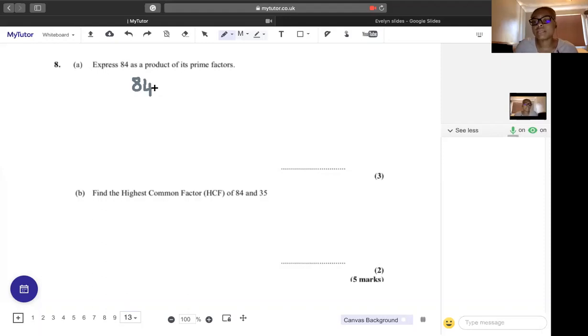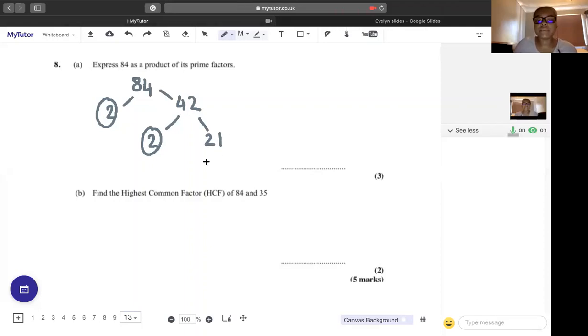So again, we split it into a prime factor tree. So 84 is an even number, so we've got 2 times 42 would give us 84. We can circle 2. 42 is an even number, so we can split this as well. So we've got 2 times 21. 2 is a prime number, so we can circle that one.